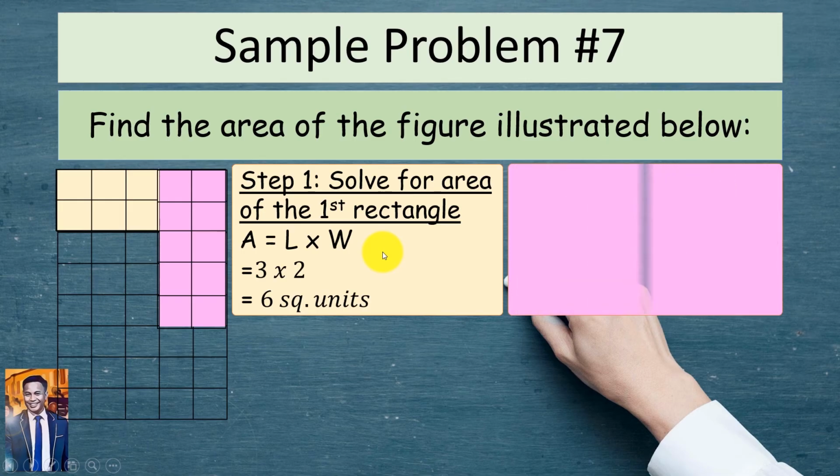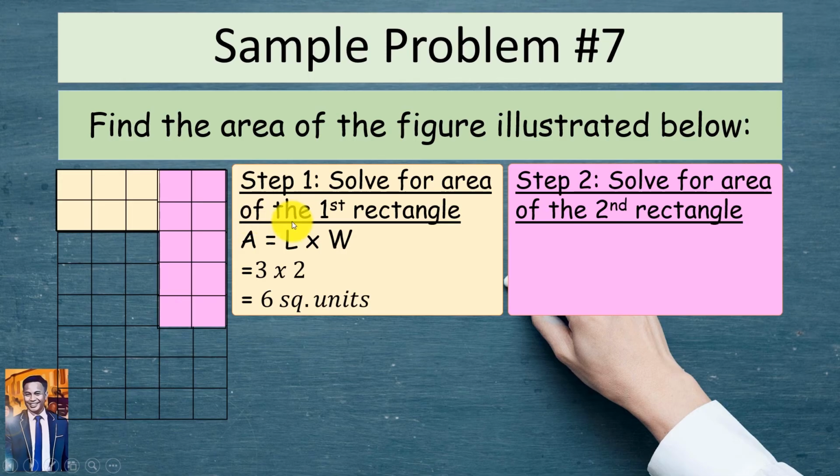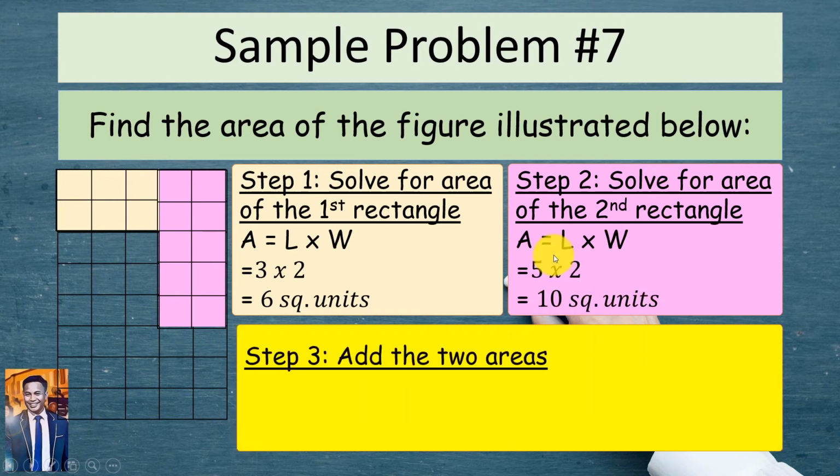What about the other one? Okay, the second rectangle. Formula again is length times width. Now we substitute. Okay. Ang length natin, 1, 2, 3, 4, 5. And ang ating width is 1, 2. So that makes it 5 times 2. 5 times 2 is equal to 10 square units. Now we're going to add two areas. 6. Okay, ito yung 6. Then ito yung 10. So that makes it 16 square units.